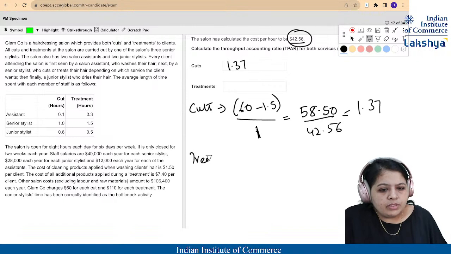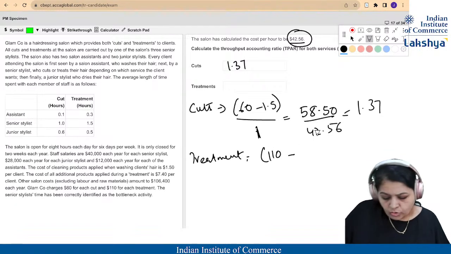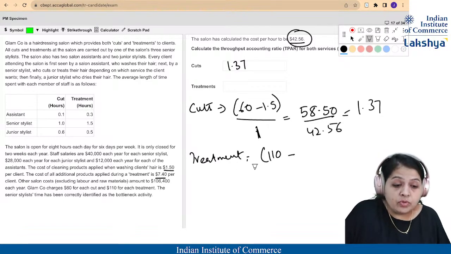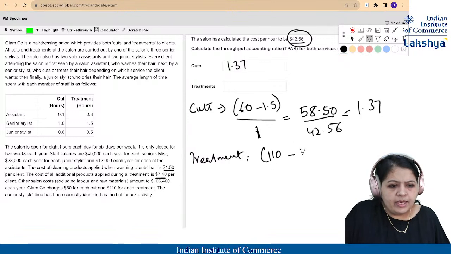Same for treatment. For treatment, the salon is charging 110, and the cost that is taken is 1.50 plus an extra 7.40. So that is going to be 8.90.